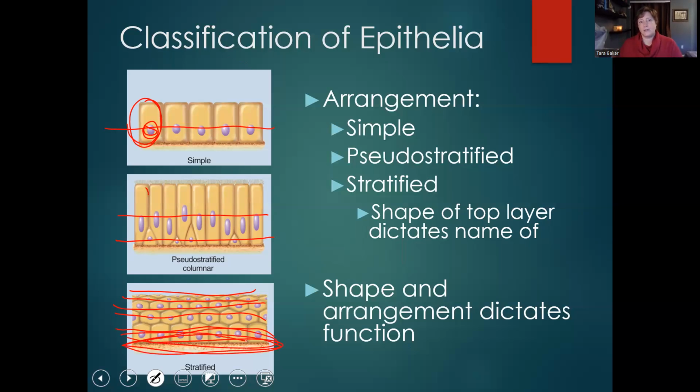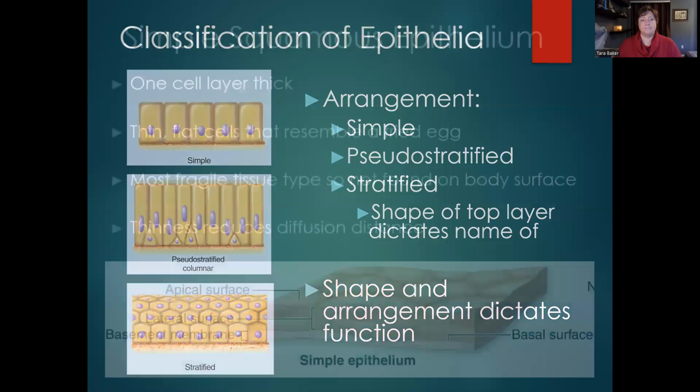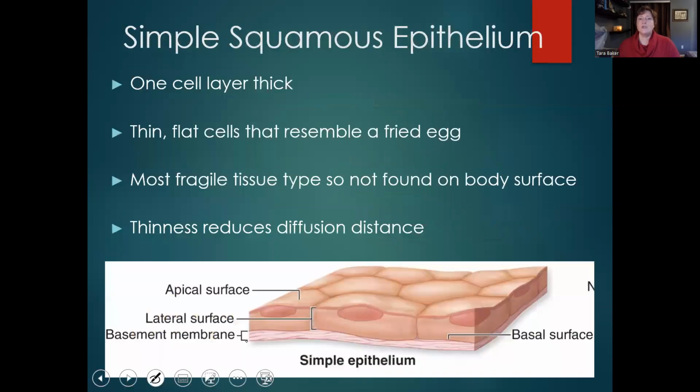Knowing how many cells there are and the shape of those cells tells us what the function is, or gives us a clue on function. So simple squamous epithelia. It's one cell layer thick. They're really thin, flat cells that look like a fried egg. It is the most simple. Squamous is the most fragile tissue type because it can be torn so easily.